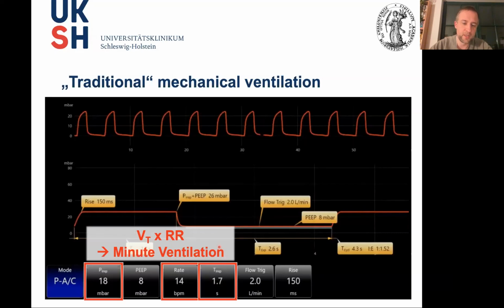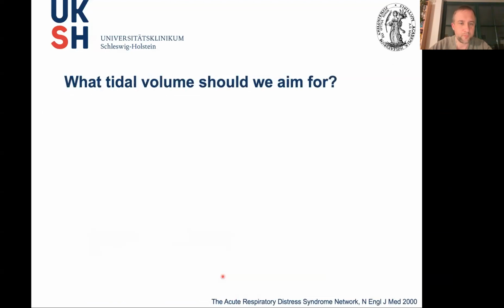We have always to make sure that the patient has sufficient alveolar minute ventilation. So what it all comes down to is we have to select some combination of tidal volume and respiratory rate that ensures sufficient minute ventilation for our patient. And with traditional mechanical ventilation, that is done manually by adjusting pressure, rate, and perhaps inspiration time.